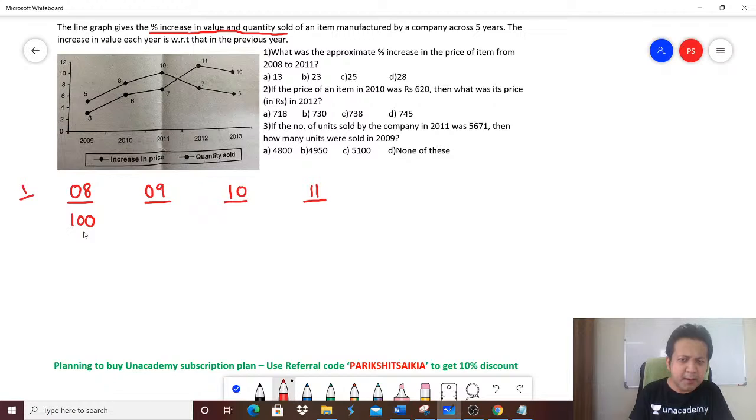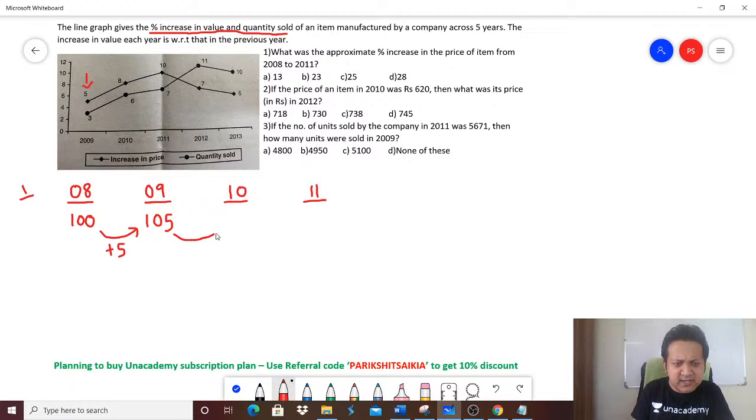Let's start. Price of the item. So when I say price of the item, basically I am looking at the triangle. So in 2009, what has happened? There has been a 5% increase in the price of the item. So how much is 5% of 100? 5% of 100 means 5. So it means 105 is the price in 2009.